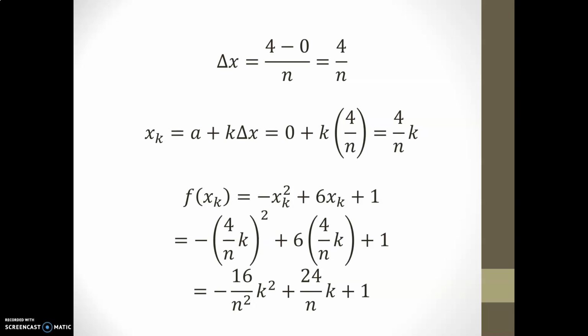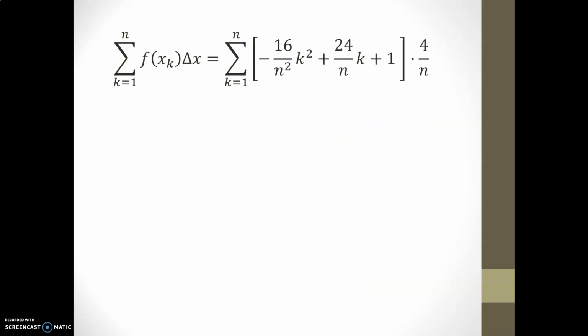So this last expression, f of x_k, represents the height of each of the rectangles, where delta x equals 4 over n is the width of each of the rectangles. So we're set. We're now going to do the addition of the area of each of the k rectangles, or each of the n rectangles that we have.